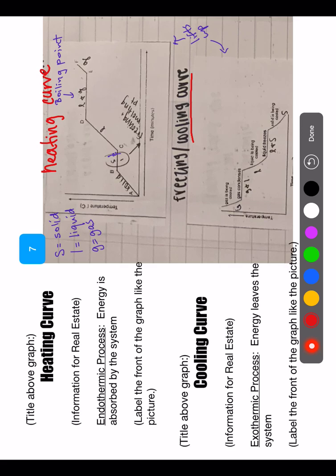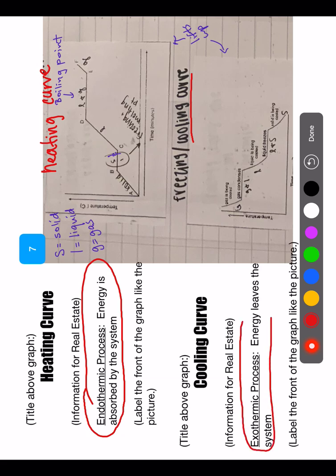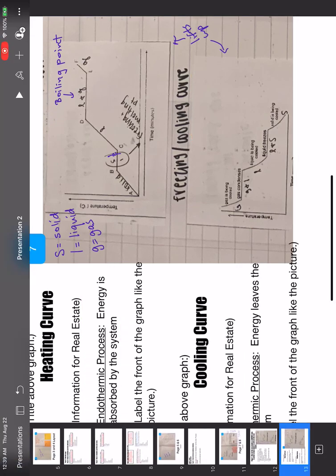So make sure you label the stuff on the front of this graph, and then the information over here that I'm circling, that's going to go in the real estate of the heating curve, and this stuff is going to go in the real estate underneath the freezing cooling curve. All right, and that's it.